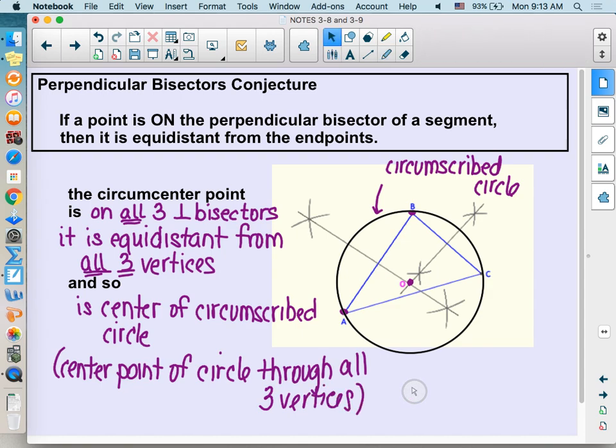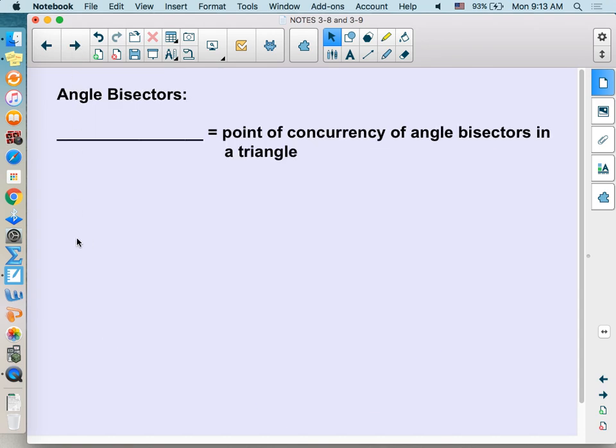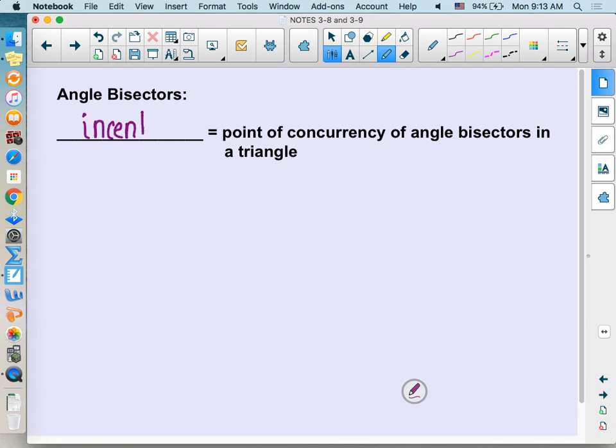And that has some implications for things like locating where you might put a Walmart. You might want it to be equidistant or very close to equidistant from 3 separate towns so that all towns could benefit from it. If we continue this and we start making angle bisectors and make a triangle and find all 3 of its angle bisectors, the point you would locate where those 3 angle bisectors would come together is called the incenter.